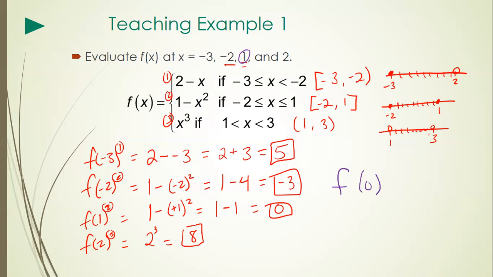Okay, all right, what interval did you use? 1, 2, or 3? And why did you use 2? Perfect. 0 falls between -2 and 1, so you should have used 2. And so you're substituting in 0 for x. So we have 1 minus 0 squared, which is just 1. Yeah?